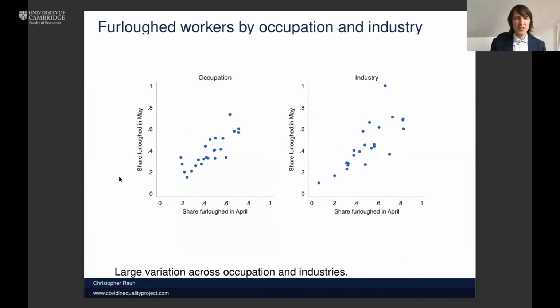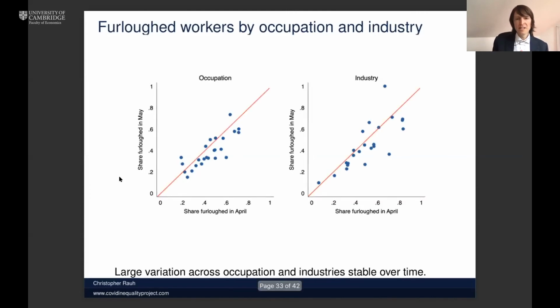What we see on the left-hand side are the share of workers within an occupation on the x-axis in April and on the y-axis in May who are furloughed. And the same thing on the right-hand side for industries. So the first thing we see here is that there's quite some variation in terms of the share of workers that were furloughed across occupations and industries.